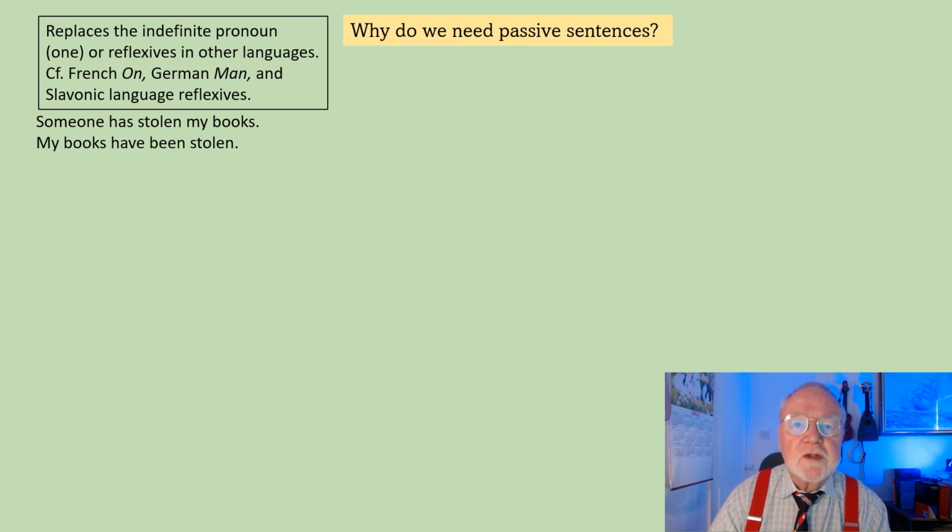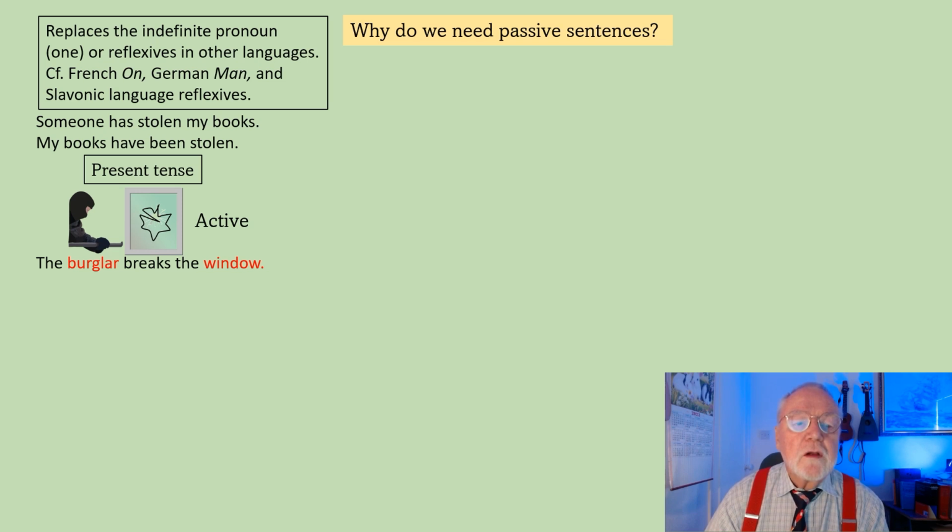Let's look at that more closely with an example in the present tense. The burglar breaks the window is an active sentence. Let's break it down into its parts. The burglar is the subject, and I'm going to call him the doer of the action. The window is the object and is the receiver of the action.